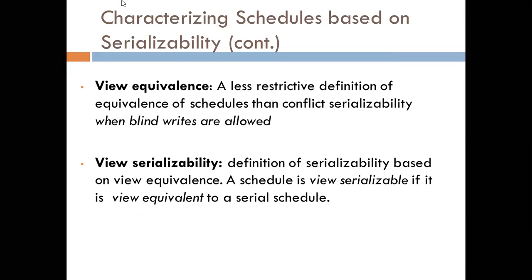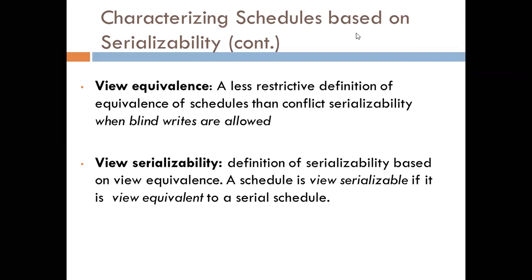So next we discuss the concept of view equivalence. A view equivalence is a less restrictive definition of an equivalence of schedules than serializability when blind writes are allowed. In view equivalence, blind writes are allowed. A blind write is nothing but a write operation without performing a read operation on the same variable. If that blind write is allowed, then we can say view equivalence is possible.